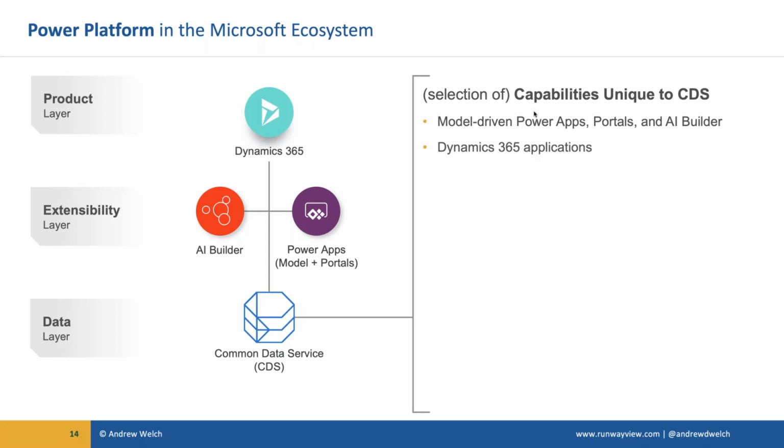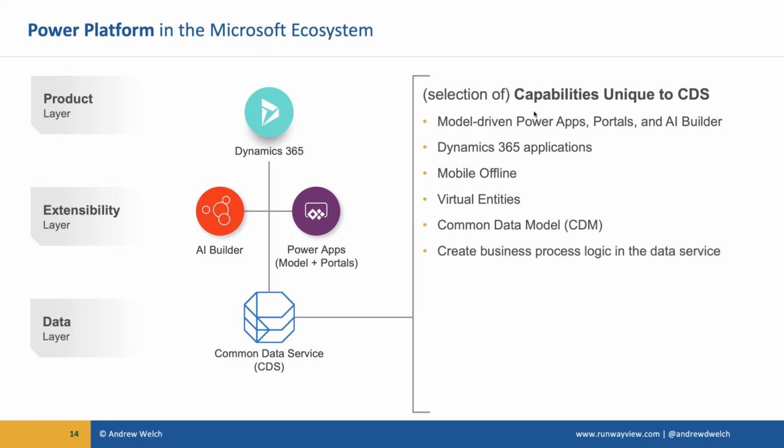The Dynamics 365 applications, mobile offline, and these are just some of my favorites. Virtual entities, the ability to point your applications through CDS at other data sources. The common data model, so this is a data model that is deployed as part of CDS that helps us standardize where data is kept and what data looks like across organizations. The ability to create business process logic in the data service, right? So business process flows and calculations and rollups and extending that with third-party APIs.